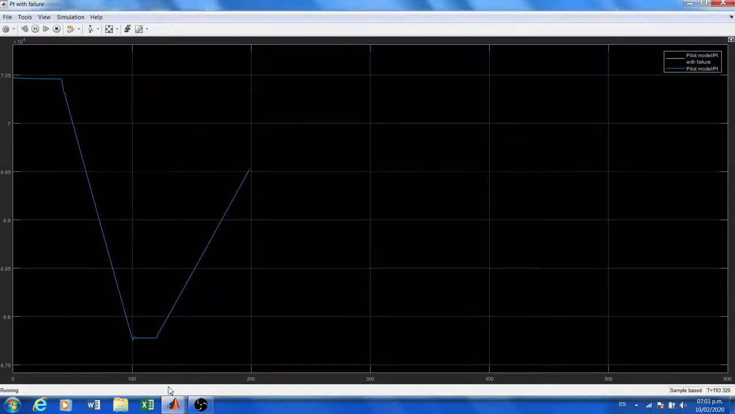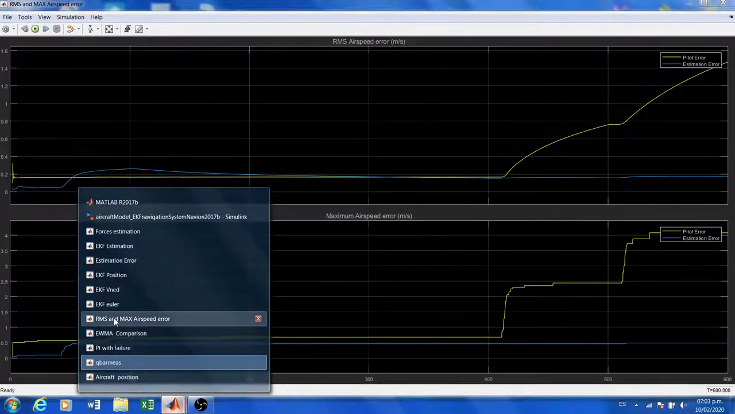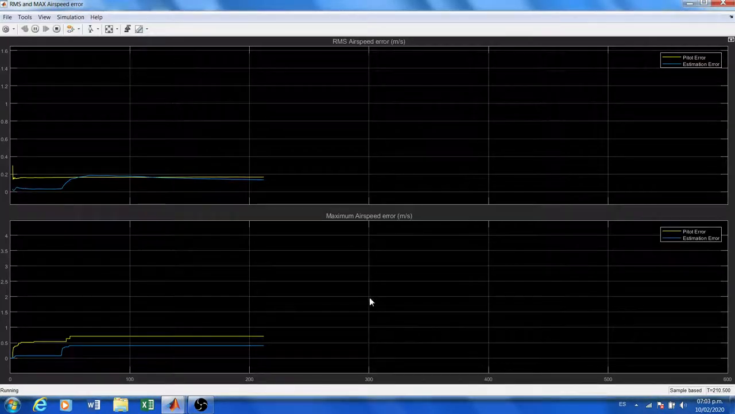This is the pitot tube, the dynamic pressure. This is the RMS error and the maximum error, airspeed error. As you see, the estimation error varies, but it's very small. 0.01 or 2 meters per second. And the maximum error, 0.5 meters per second, because in some maneuvers the error is greater than in other maneuvers.